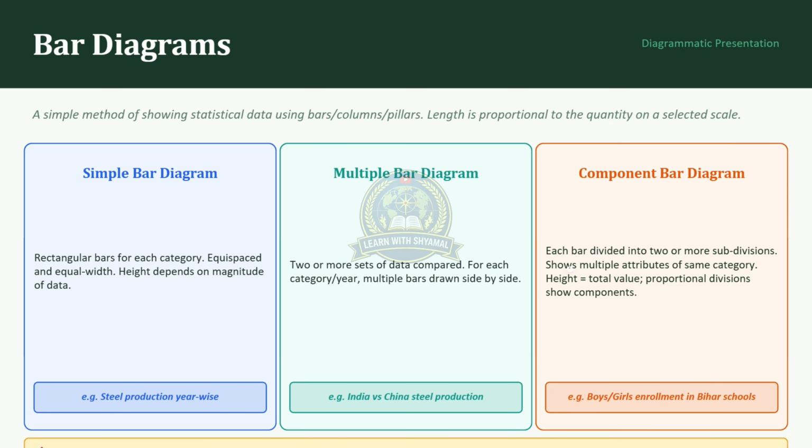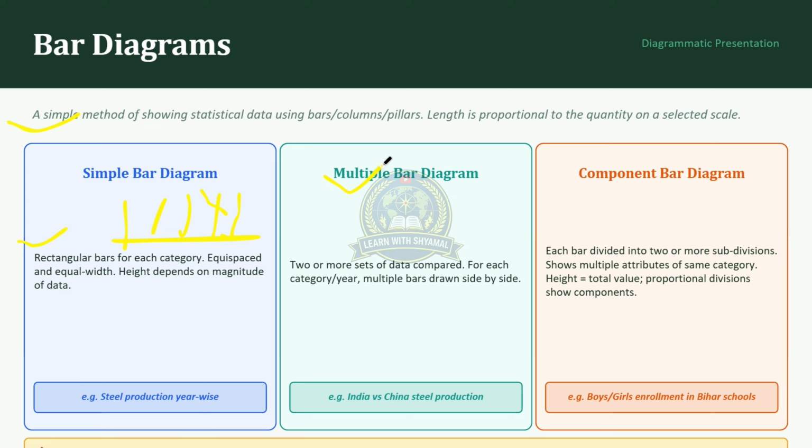Okay, then first of all, bar diagrams, a simple method of showing statistical data using bars and columns and pillars. Length is proportional to the quantity on a selected scale. Simple bar diagram like this. Rectangular bars of each category, equispaced and of equal width. Height depends on magnitude of data. For example, steel production year-wise.